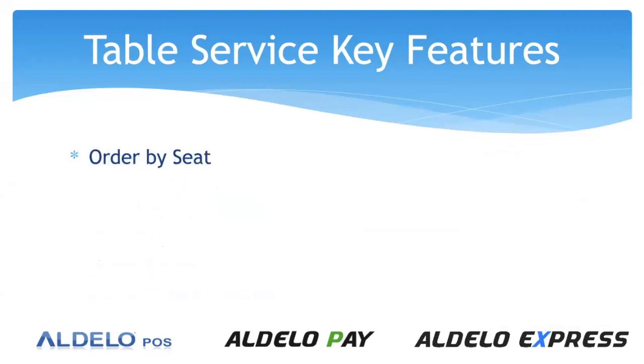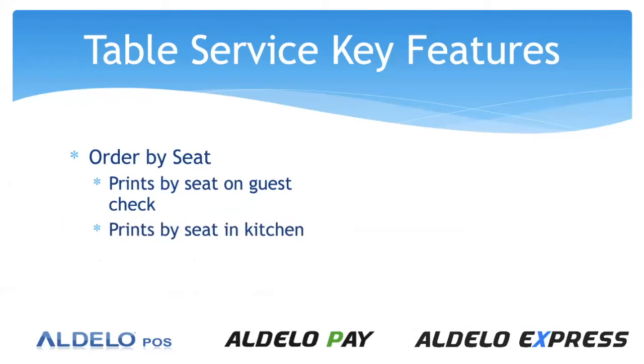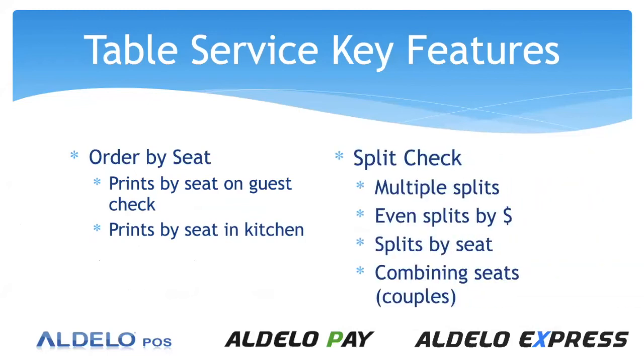We do order by seat, which means we can print by seat on the guest check, and we can print by seat in the kitchen. This allows the food runner then to come out with a printed ticket, knowing what seat gets what food. There's no more food auction at the table.